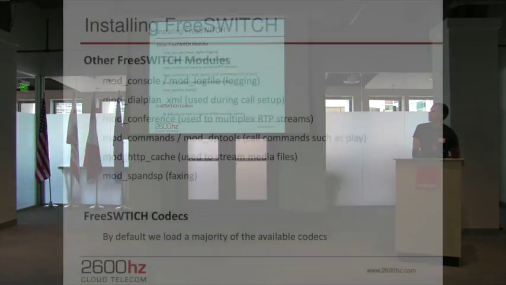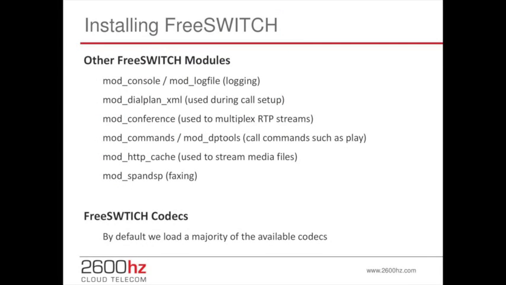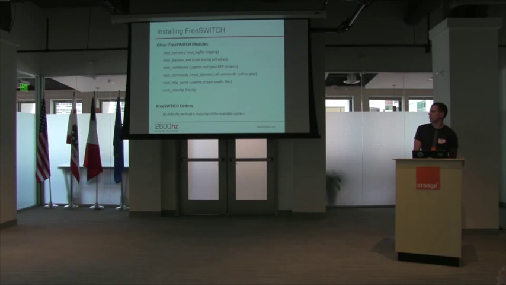And these are basically the other modules that we rely on. The main ones being Mod Conference for conferencing, multiplexing of RTP, Mod Commands. Those are all your UUID underscore whatever commands, things like that to actually do things to a call. Mod HTTP cache, all of the media that we fetch from Kazoo and from third-party HTTP sources. HTTP cache will cache those locally on the local FreeSWITCH server so that subsequent uses won't require that round trip. And then spandsp for faxing, T38 and that kind of stuff. And then most of the codecs should be loaded.